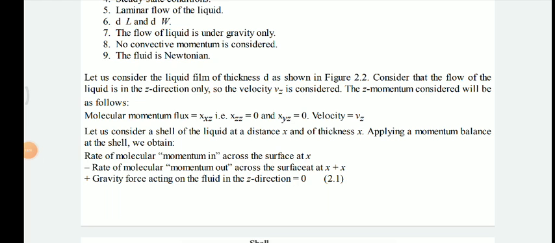Let us consider a shell of liquid at a distance x of thickness delta x. Applying a momentum balance on the shell we obtain.